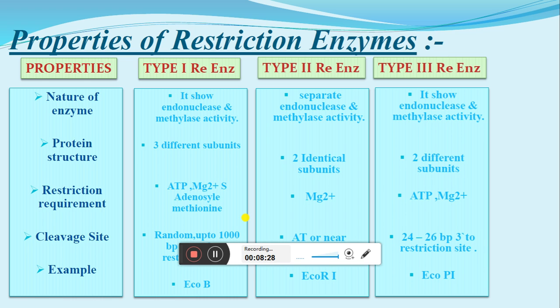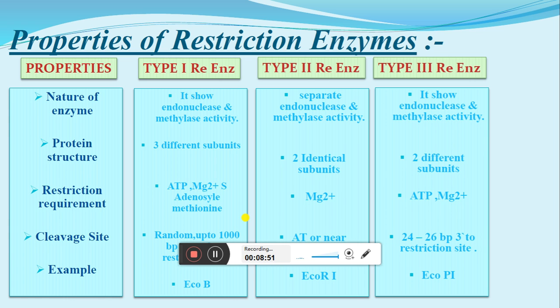Properties of restriction enzymes. Nature of enzyme: type I shows both endonuclease and methylase activity. Type II has separate endonuclease and methylase activity, and type III shows both endonuclease and methylase activity. Protein structure: type I has three different subunits, type II has two identical subunits, and type III has two different subunits.